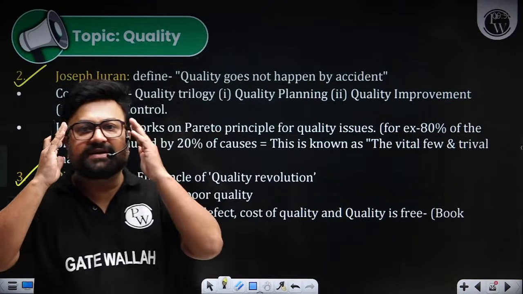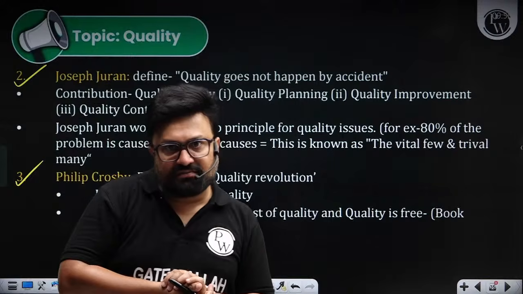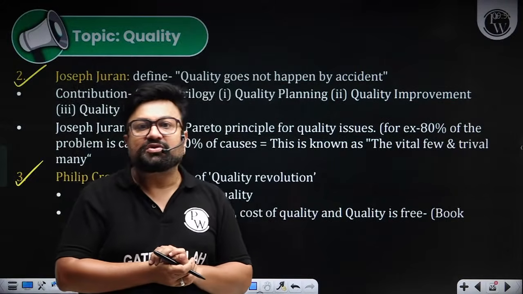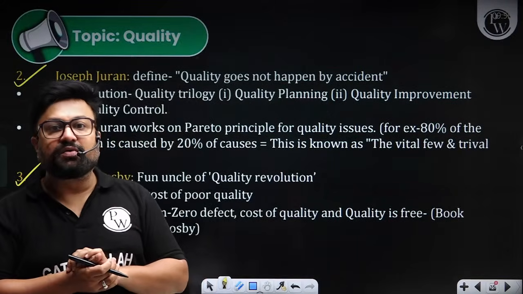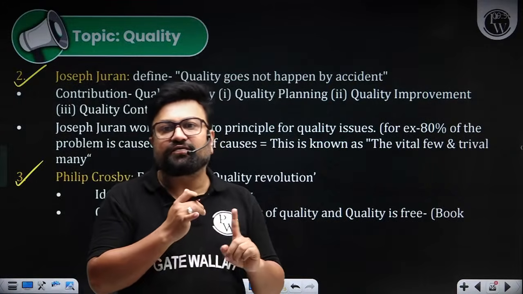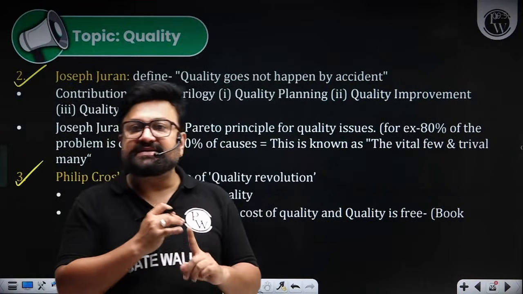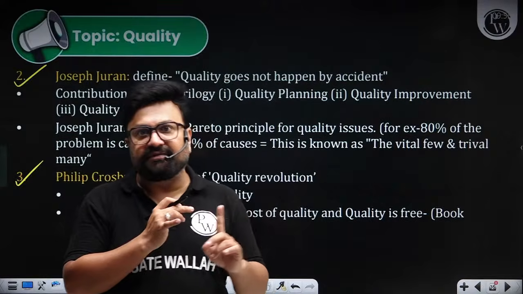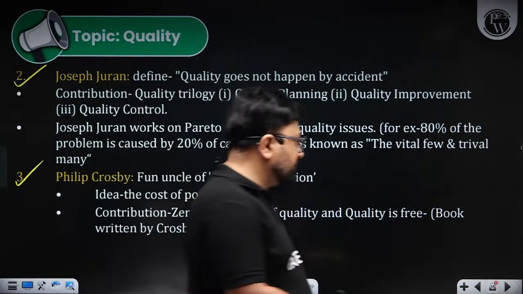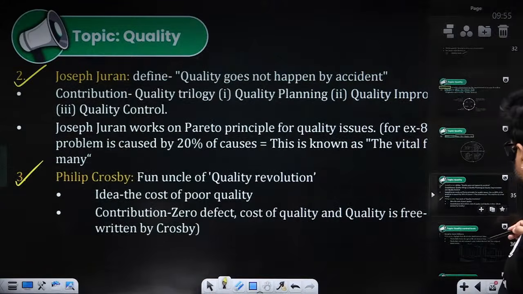Philip Crosby is basically the fun uncle of the quality evolution. His idea was the cost of poor quality. He contributed zero defect, cost of quality, and that quality is everyone's responsibility, right? So that's it.